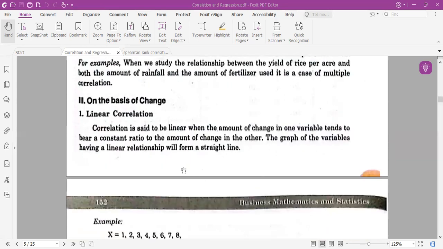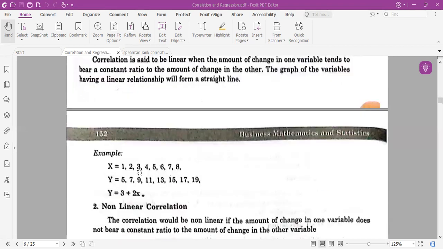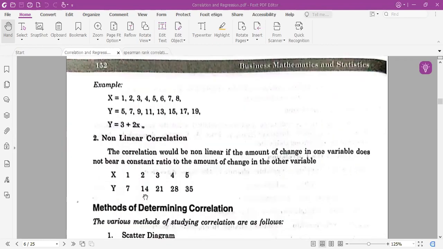Now, what is linear correlation? Correlation is said to be linear when the amount of change in one variable tends to bear a constant ratio to the amount of change in the other. That means if both x and y are increasing in a proportionate manner, we call it a linear correlation. For example, x is increasing as 1, 2, 3, 4, 5, 6, 7, and y is increasing as 5, 7, 9. You can see that for every one increase in the value of x, y is increasing by 2. Therefore, y is equal to 3 plus 2x. This is called linear correlation.